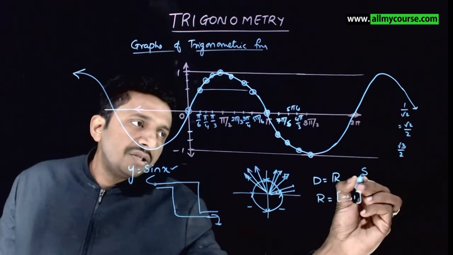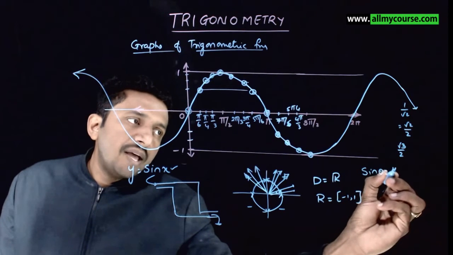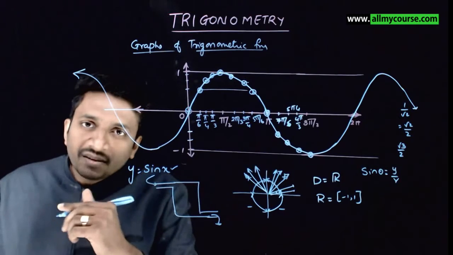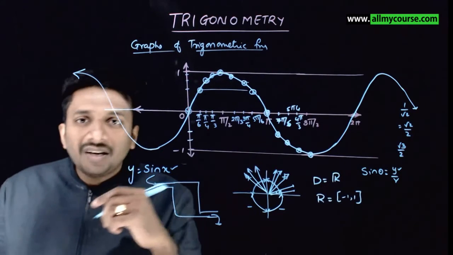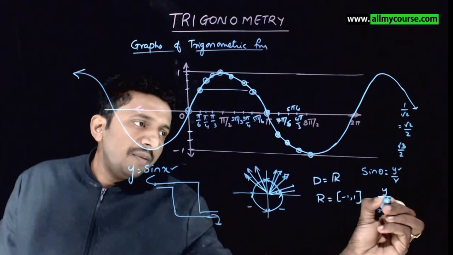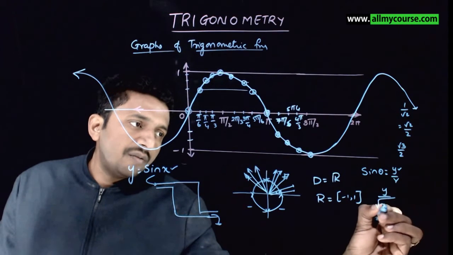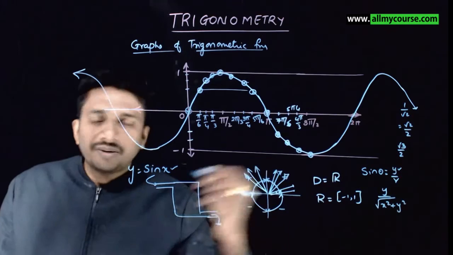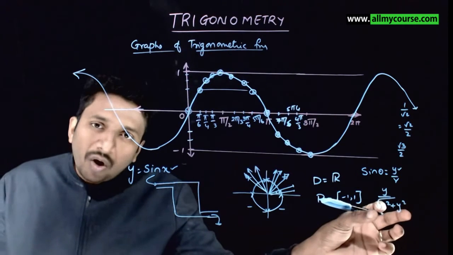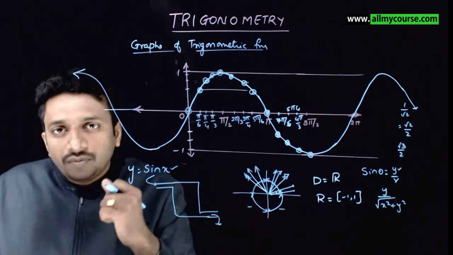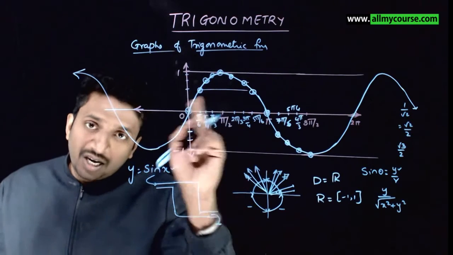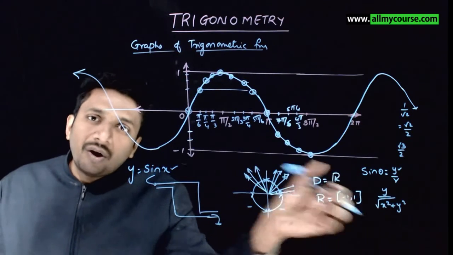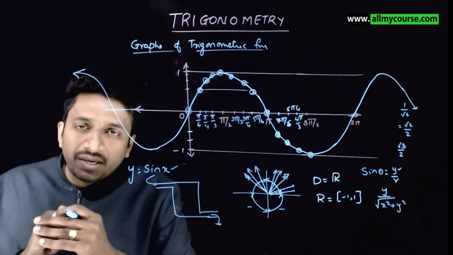So what is the definition of sine theta? Y coordinate by r, right? So the y coordinate of the point will always be less than or equal to r, because r is nothing but root of x square plus y square. So this number will always be greater than or equal to y. When x is equal to 0, both will be equal, and it will become 1. Otherwise, this number will always be magnitude wise less than 1.